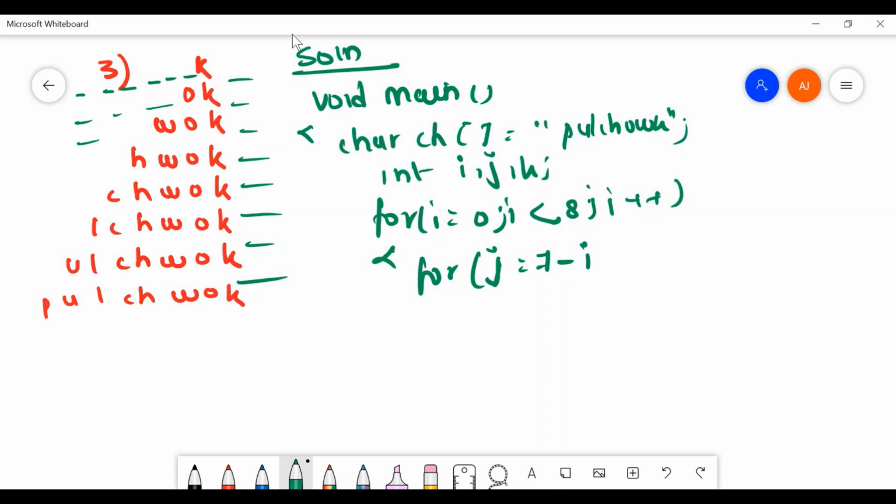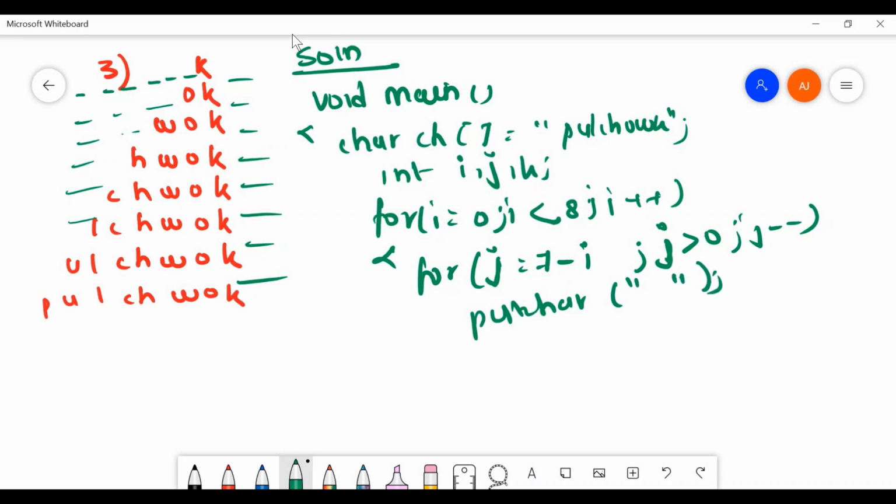Again 6 spaces, 5, 4, 3, 2, 1 like this. First of all, we are printing spaces, that's why we are doing 7 minus i. j greater than 0, and j minus minus. We are starting the loop from greater to smaller, so we are doing minus minus. In these places we have to print a space, so we are printing a space.